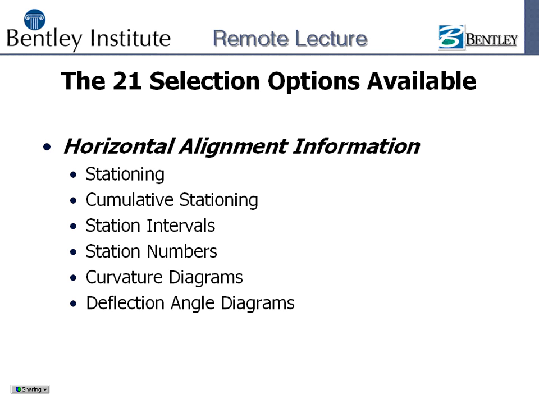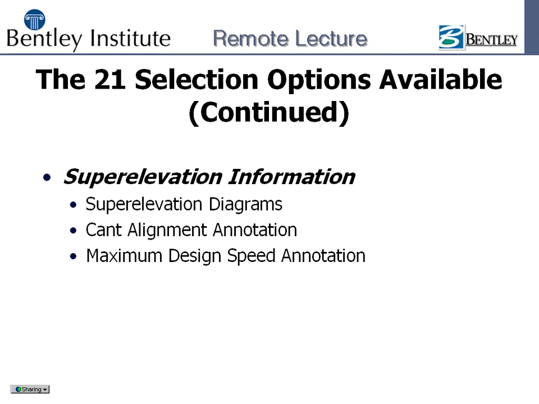We'll also look at how curvature diagrams for horizontals can be reviewed, and then deflection angle diagrams, looking at the deflection angle of the alignments. All of these I'll demonstrate here in a moment. The next thing we'll look at is super elevation information, and this is where we'll look at the super diagrams.